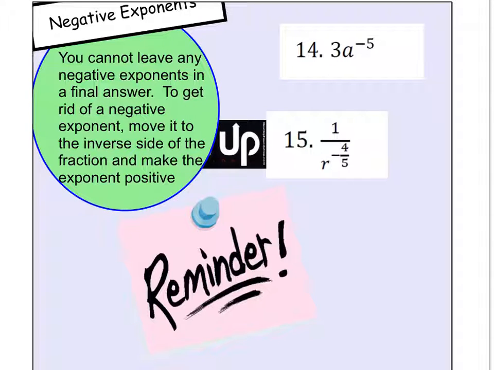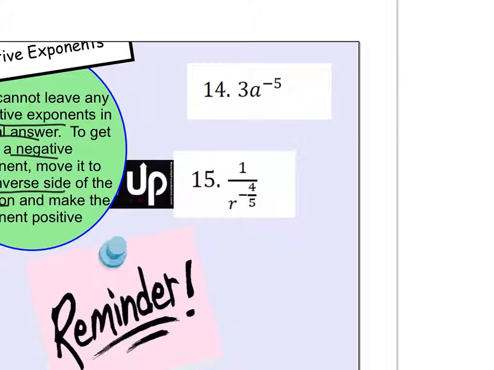So negative exponents, you cannot have them in a final answer. To get rid of the negative exponent, you move it to the inverse side of the fraction and make the exponent positive. All right, so here, this becomes 3 over a to the 5th. All right, so for 15, negative 4 over 5.